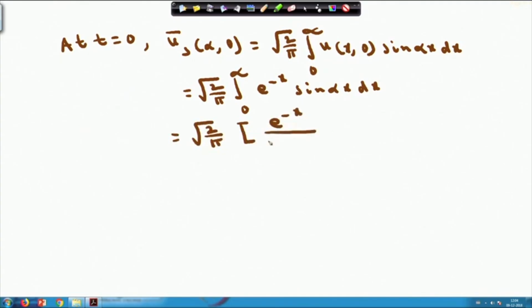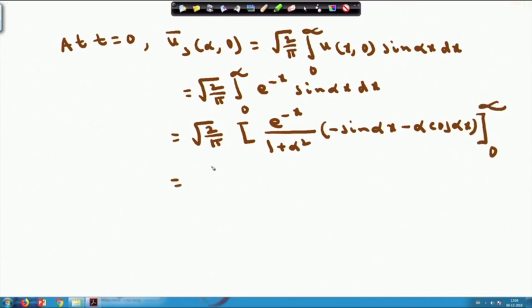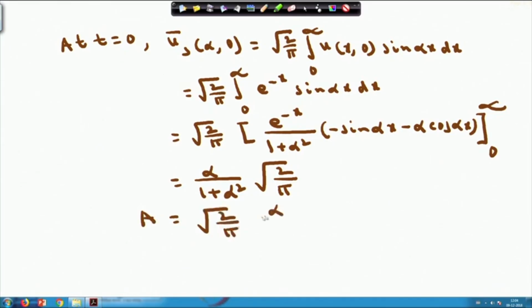I am writing the result directly: 1 by 1 plus alpha square into minus sine of alpha x minus alpha cos of alpha x, where x ranges from 0 to infinity. If I evaluate this integral, I will obtain alpha by 1 plus alpha square into root over 2 by pi. So, once I obtain this, you can write down your a as root over 2 by pi alpha by alpha square plus 1.